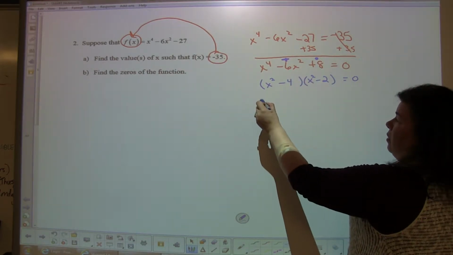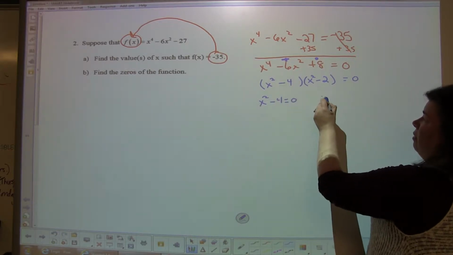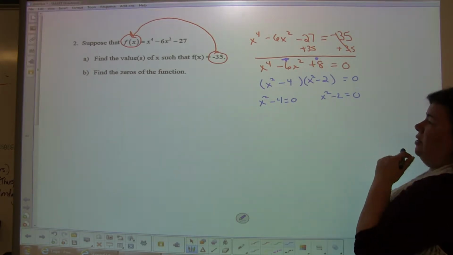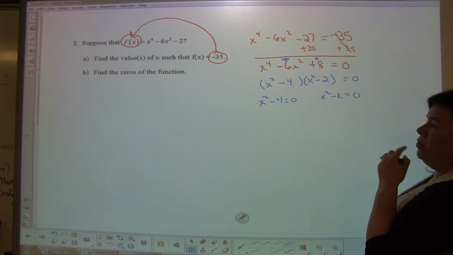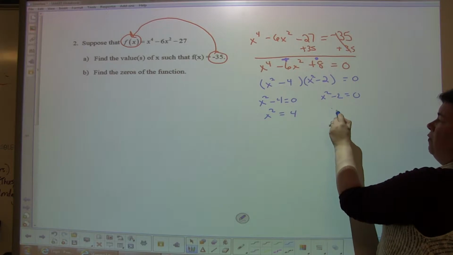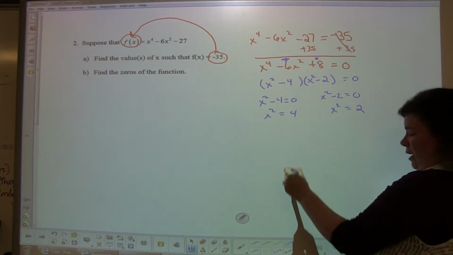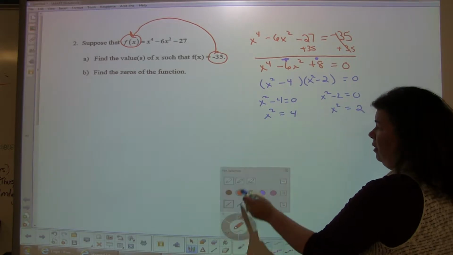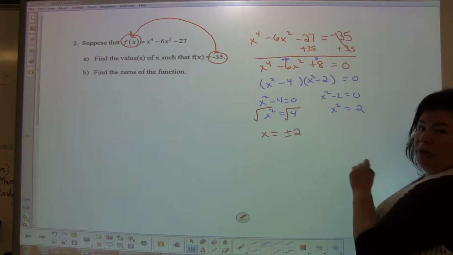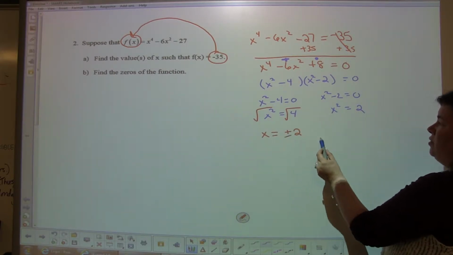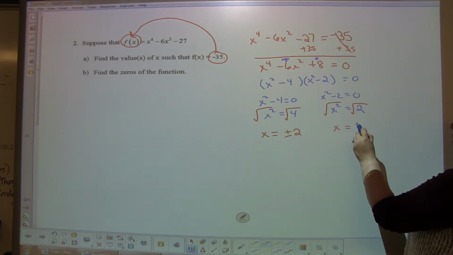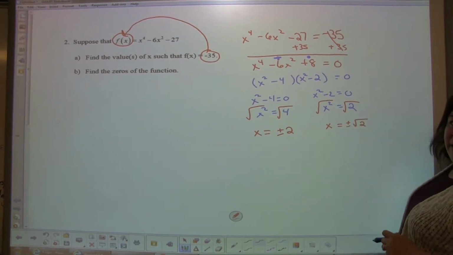So what we're going to do now is take each of these factors and set them equal to 0, and solve each one. So if I use the zero product property and add 4 to each side, I'm going to get x squared equals 4 and x squared equals 2. And if I use the square root method here and square root both sides, remember I'm going to get 2 answers. Plus and minus 2 gives us 2 answers here. And if I square root both sides here, I'm going to get x equals plus and minus the square root of 2. We can't simplify that anymore.